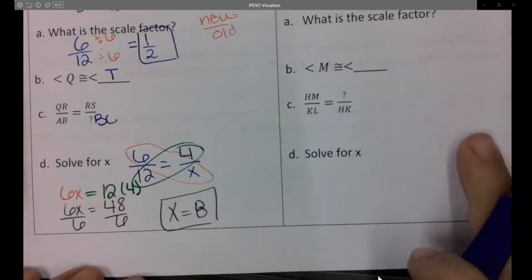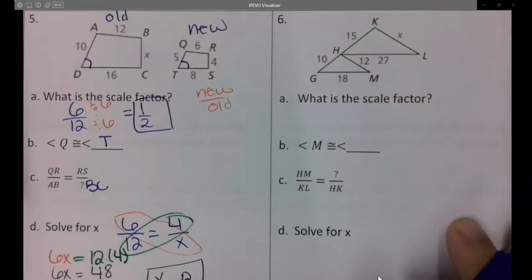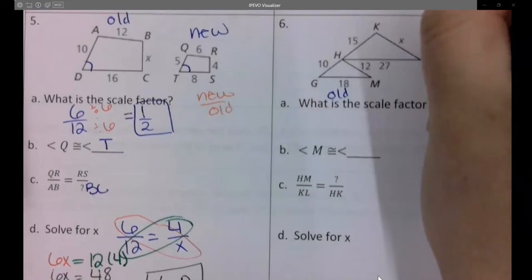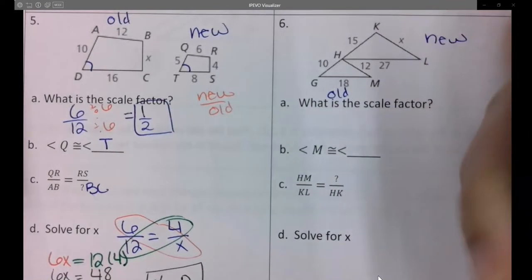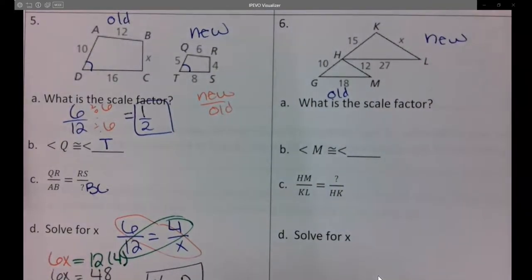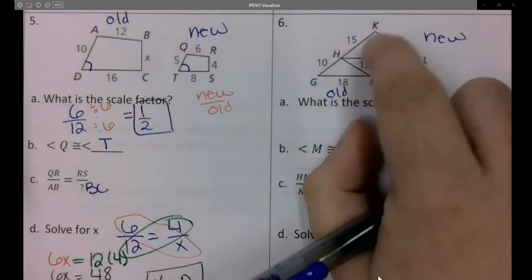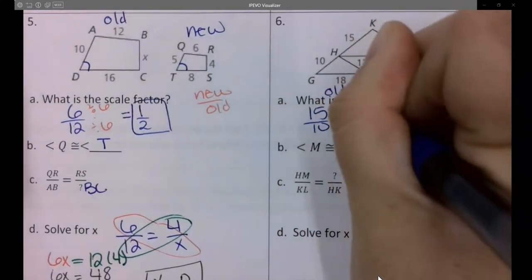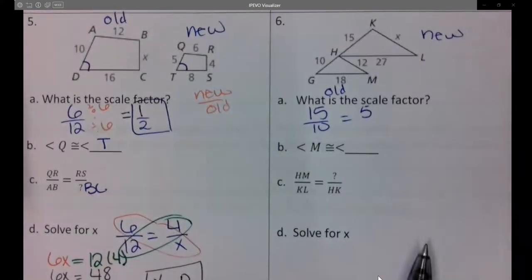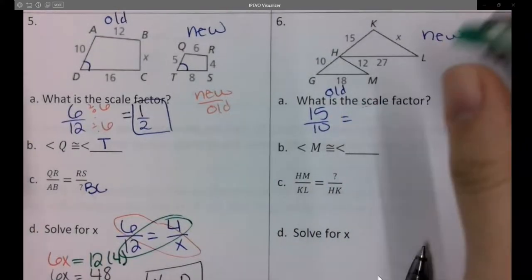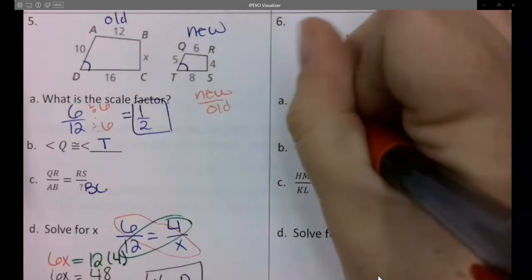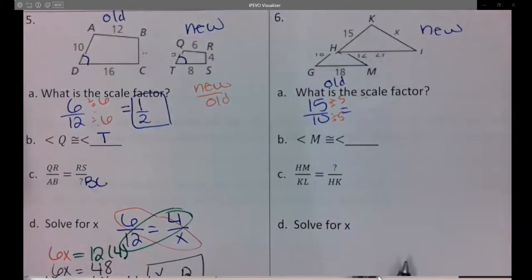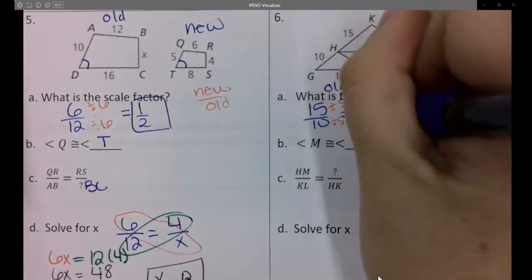Then I want to go ahead and do the same thing on number 6. So I have my thing here. This shape is more on the right, so this is my old, and this is my new. I want to go ahead and take one of the new sides over the old. I'm going to do the KH to HD. So I have 15 over 10, which gives me, nope, I want to divide both of them by 5. Which is going to give me 3/2 for my scale factor.